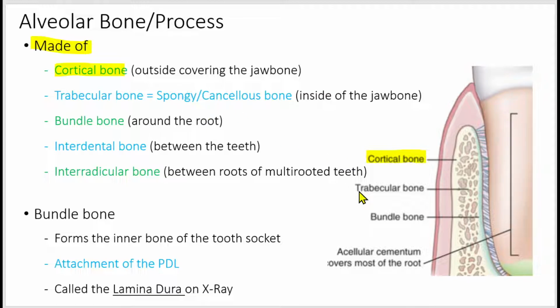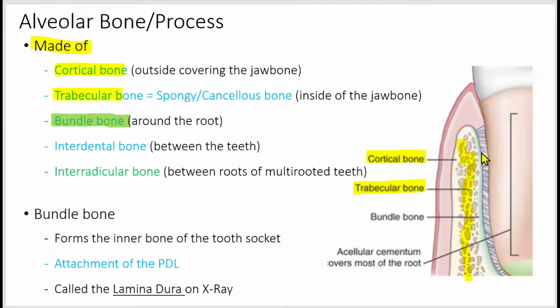And we have another part, which is the trabecular bone, and that is also sometimes called spongy or cancellous bone, and that's what's inside. So all of this here inside, that is the trabecular bone, right? And we have another type of bone, the bone that is around the roots, that is the bundle bone.